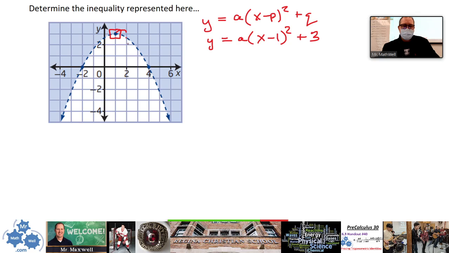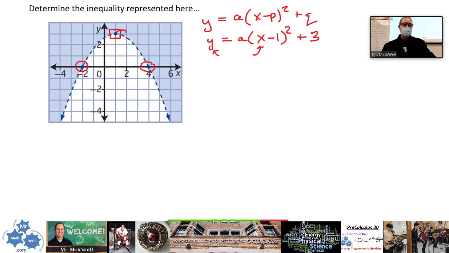We cannot guess. That looks like maybe a third, maybe close to a half. It's really tough to tell. So what we need to do then is one of two things. We can use one of the 2 points that are given, and this is a point that's clearly given, and I can put that coordinate in for x and for y and solve for a.